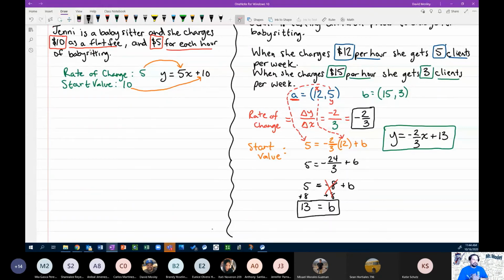Yeah. And that's one of the characteristics of a line: if you pick any point on the line and put it into the rule, you'll get a true statement, as they call it. So if I pick 15 and 3 and put it into my actual rule, I get an equivalent statement. If I put 15 in for x in y equals negative 2/3 x plus 13, I should get 3 as the answer. That's what the value of y should be. If it's not, then I made a mistake in my calculations at some point.